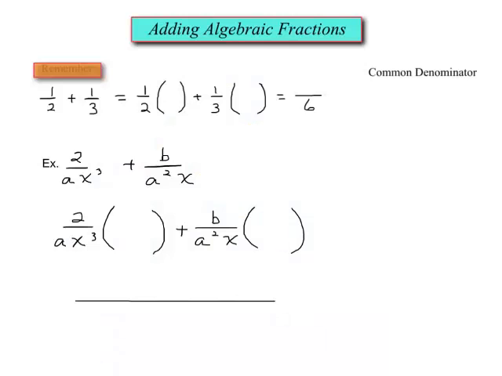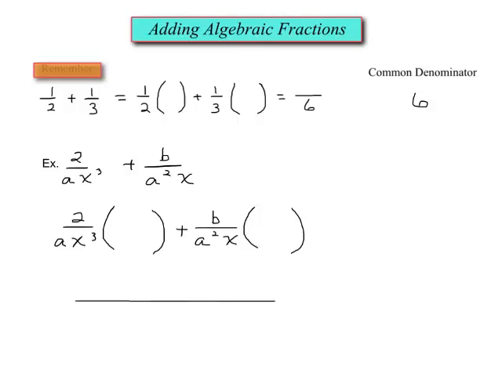Today we are adding algebraic fractions. All that means is that we're going to have variables in either the numerator or the denominator or both. Now, when we add fractions, we need to remember that if we are adding 1/2 plus 1/3, our common denominator was the least common multiple of 2 and 3, in this case 6.